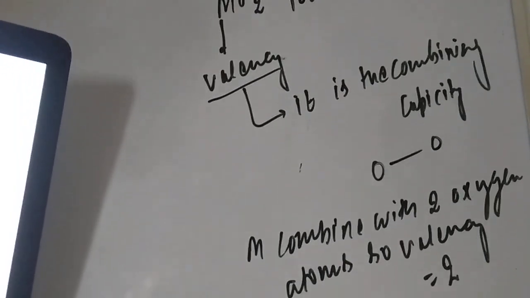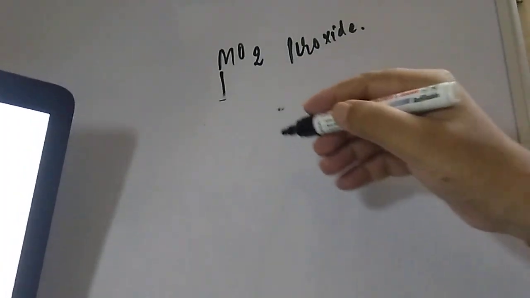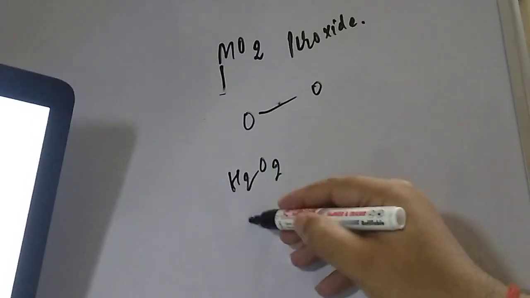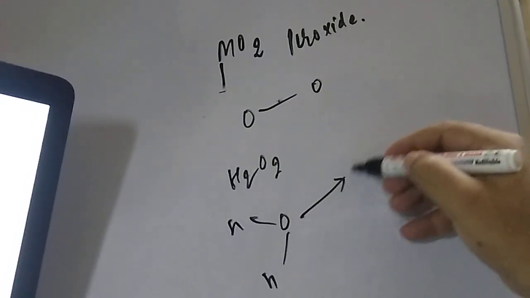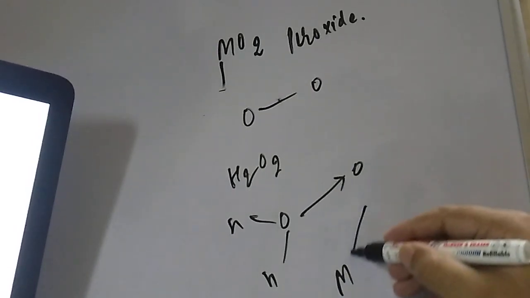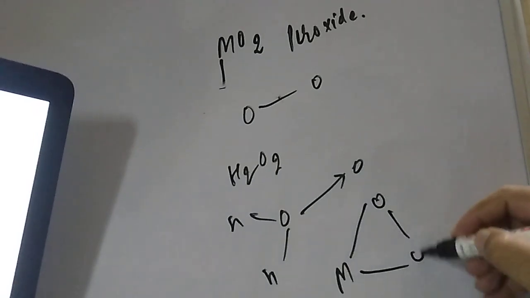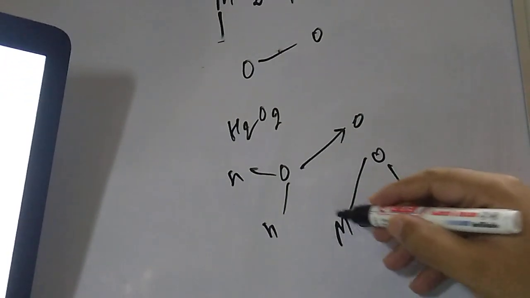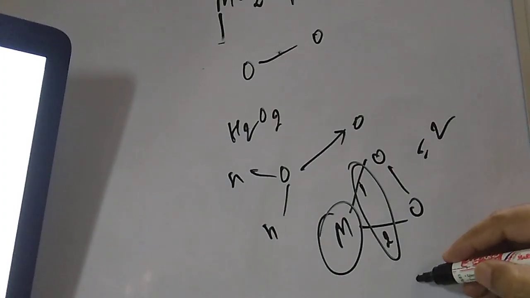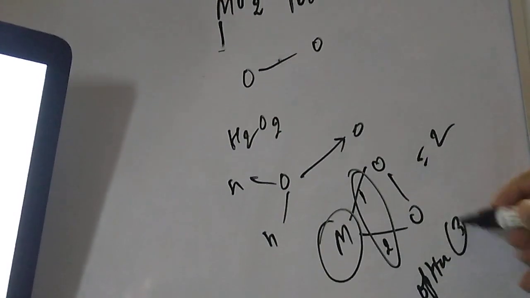Otherwise, how can we say, students? Let me explain in a different way. Suppose in a peroxide the O-O bond is there, for example H2O2. Here is H, and here is a coordinate bond. Now if the metal is there, the bonding will be like this. So how many bonds does the metal have? That is 1 and 2. So what is the valency? The valency is 2, which means the correct option is number 3.